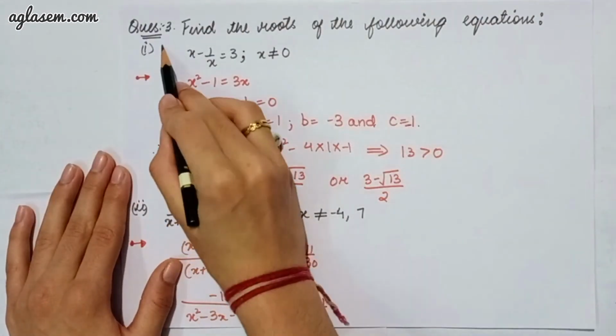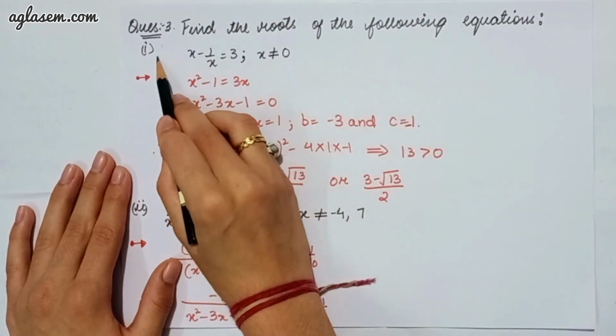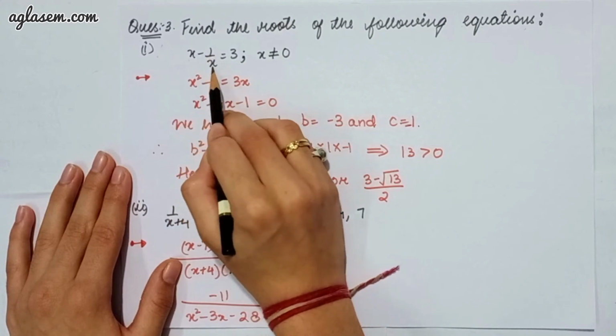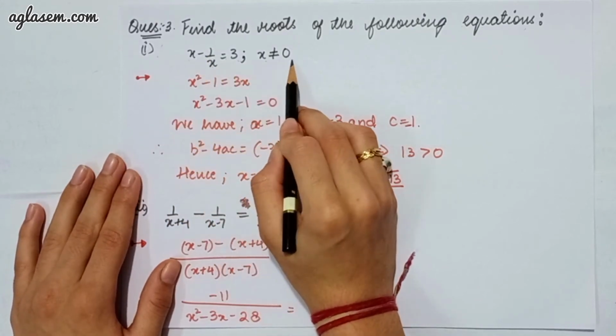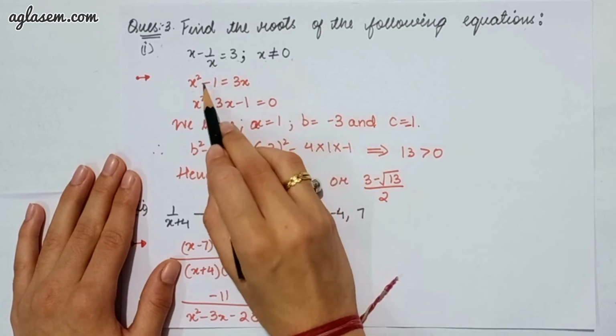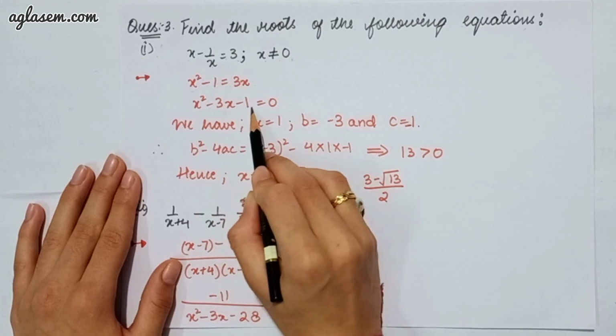Moving further to our question number 3, which says find the root of the following equation. So part 1 says x minus 1 upon x is equal to 3, and therefore here x is not equal to 0. So the answer is x square minus 1 is equal to 3x. So x square minus 3x minus 1 is equal to 0.